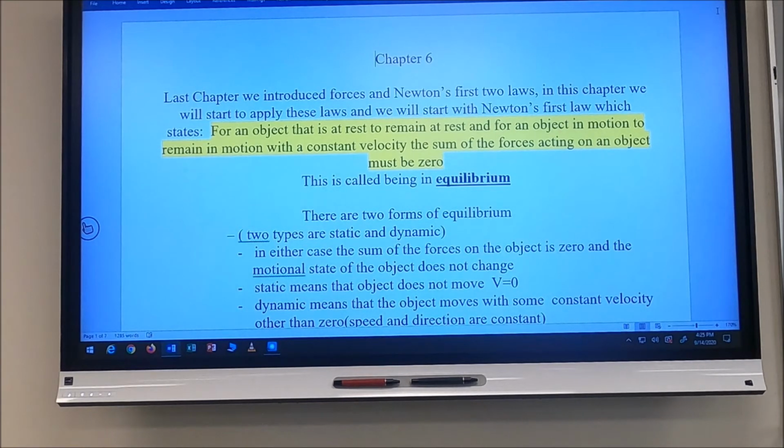One of the things I want to point out to you right now is that an object could be in equilibrium along one axis but experience motion along another. Always keep that in the back of your mind. So remember, there's two forms of equilibrium: static equilibrium and dynamic equilibrium. In static equilibrium, the sum of the forces is 0 and the velocity is 0. In dynamic equilibrium, the sum of the forces is 0 and the object's velocity is a constant.